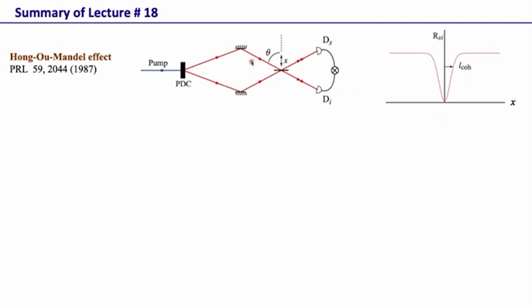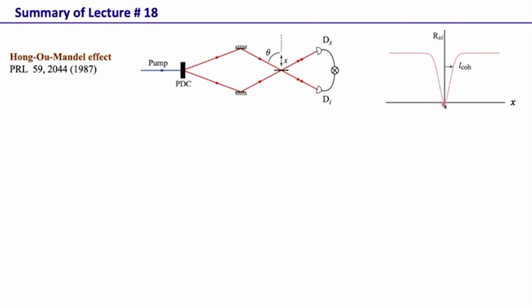So when x is equal to 0, there is no difference between the path lengths, this one and that one. At x equal to 0, the two entangled photons have traveled exactly the same paths before reaching the detector. And as x is increased, that introduces a difference in the path lengths, and then one sees the emergence of coincidence counts again.